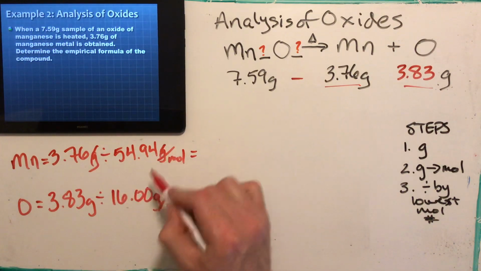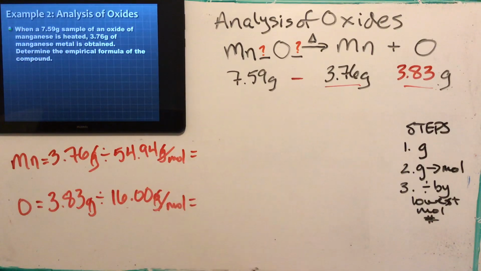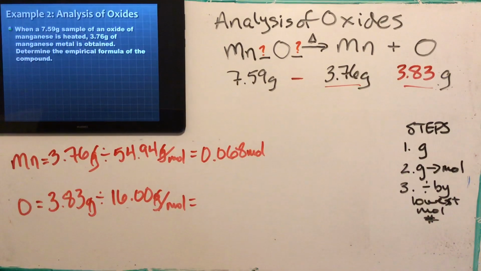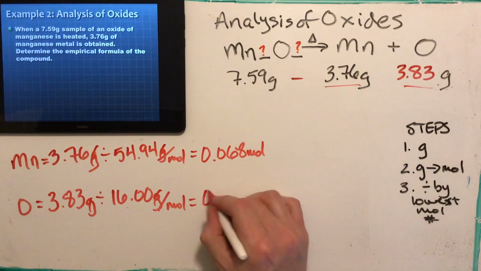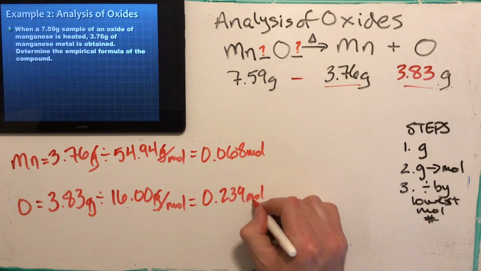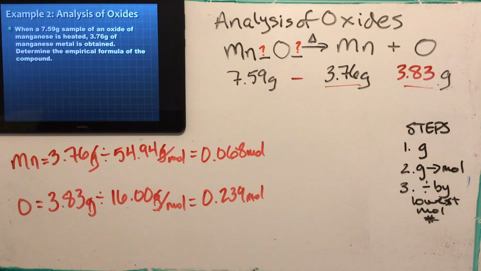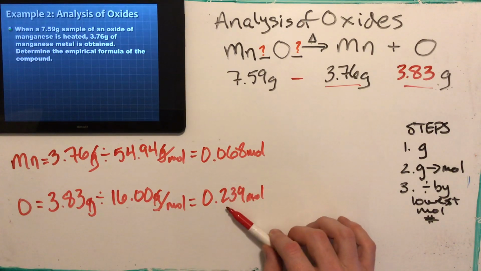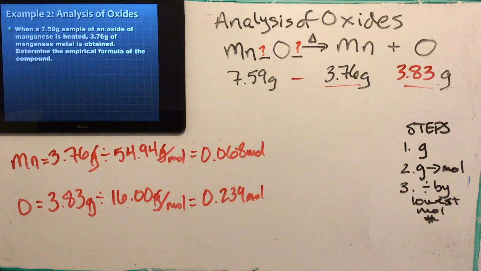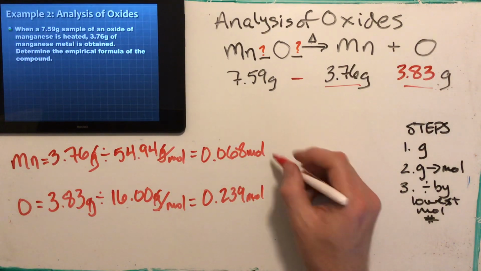grams divided by grams will be no grams, and I'll be left with moles. And this one is going to be, the manganese is 0.068 moles. And the oxygen is 0.239 moles. Common mistake. People forget this 0 and I see them dividing by the 0.239. Remember that 0 there makes the 6 smaller than the 2. All right, so this is actually our smaller one here.